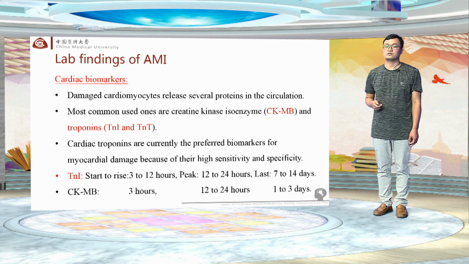For the lab findings of acute myocardial infarction, I think the cardiac biomarkers are very important, including CK-MB and troponin I and troponin T. In this part, we should know the time of the rise, peak, and duration for these markers.